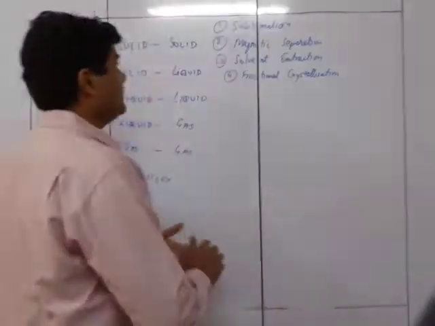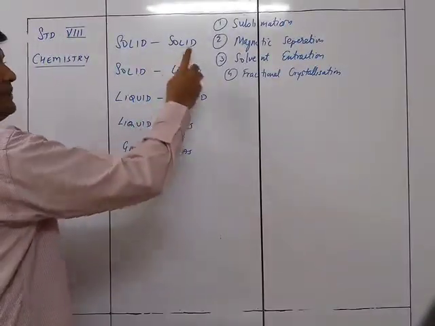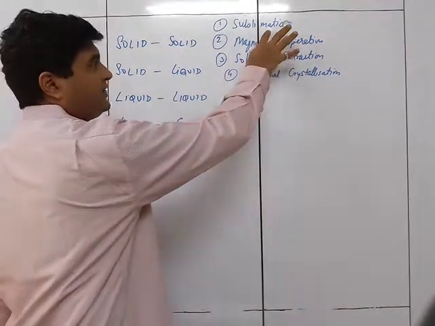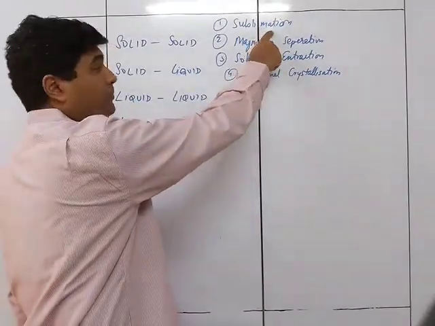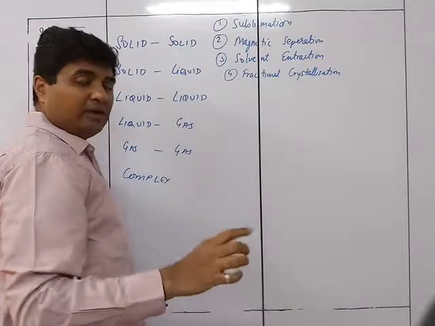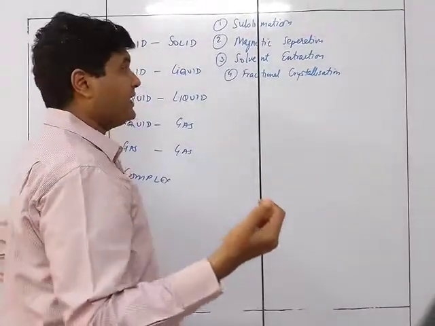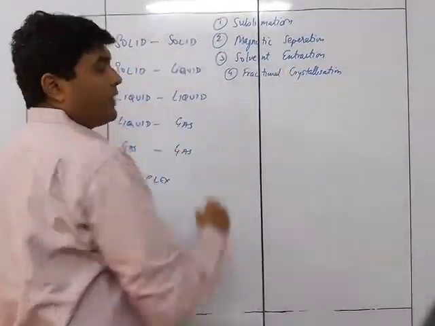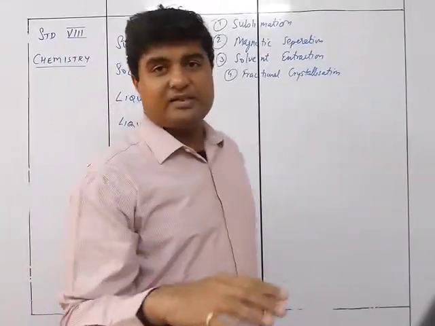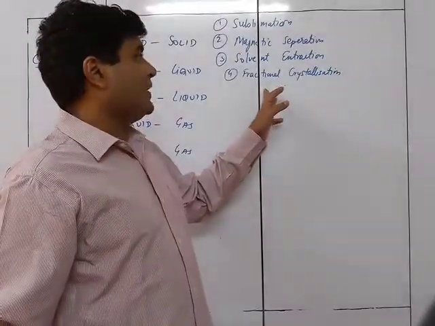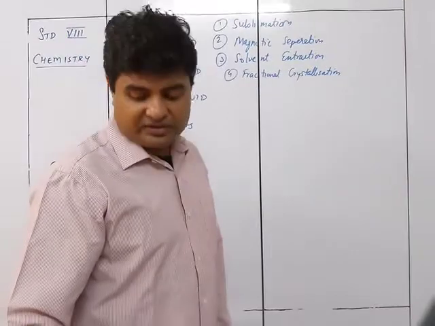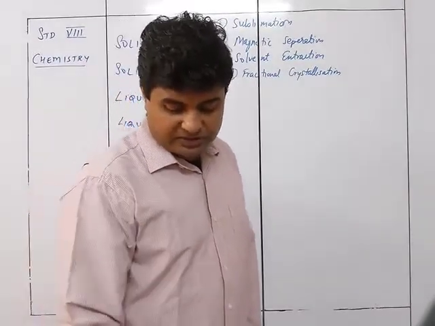So we can see the solid to solid mixtures can be separated by 4 methods. Sublimation, when one of them is sublimable. Magnetic separation, when one of the substances is magnetic in nature. Solvent extraction, when one is soluble and the other is insoluble. And the fourth one is fractional crystallization, when there is a difference in solubility of 2 substances.